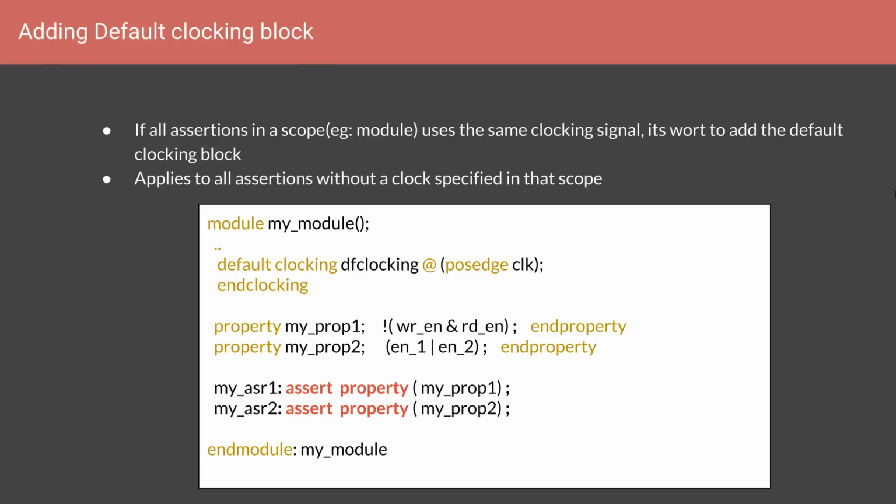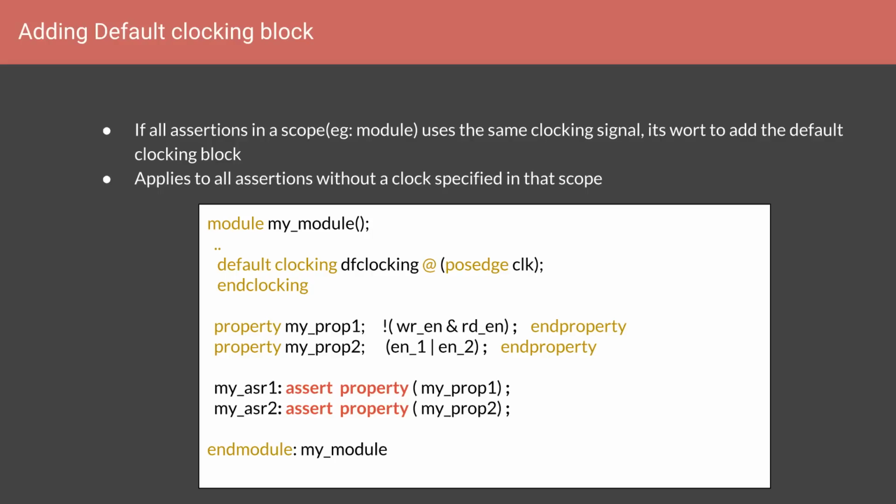Adding a default clocking block. As you know, you must always add a clocking block or clocking signal to all concurrent assertions. If in a module you're defining a lot of assertions and all of them are using the same clock signal, then it's easy to define a default clocking block for that particular module. That clocking block will be applied to all assertions without a clock specified in that scope.